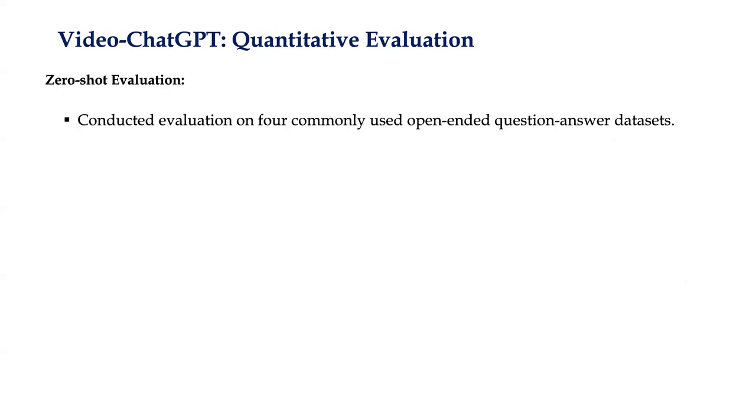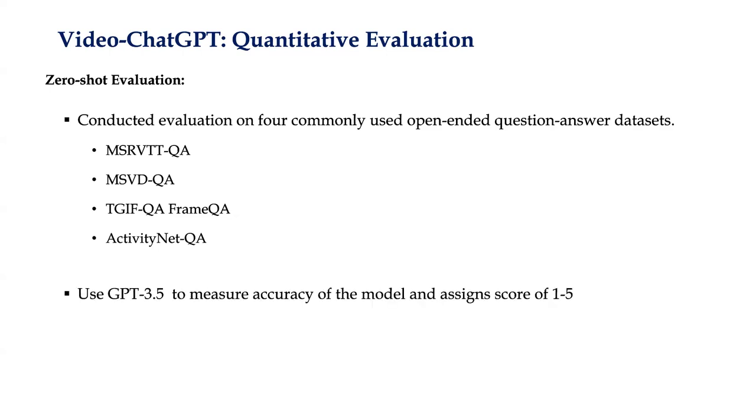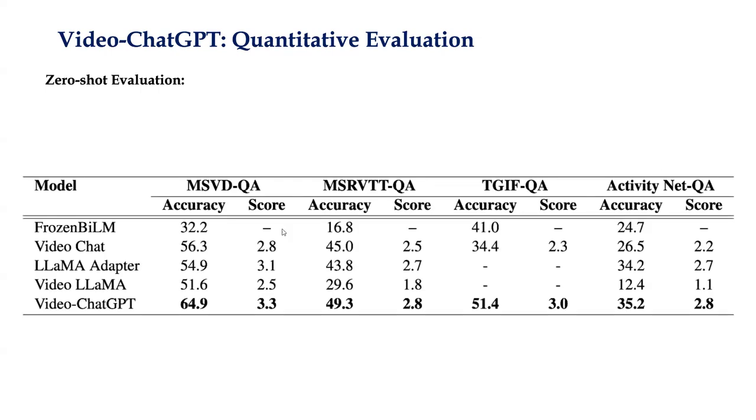So now for the zero shot evaluation. We have seen this one, the MSR-VTT question answering. So the old data set, MSVD question answering, and TGIF, and ActivityNet question answering. And they use GPT 3.5 to measure the accuracy of this model. And these are the results. So they compare with Video Chat, LLaVA Adapter, Video LLaVA, and Frozen BiLM, another model. So again, they do pretty well compared to these other models on these data sets, which is good.